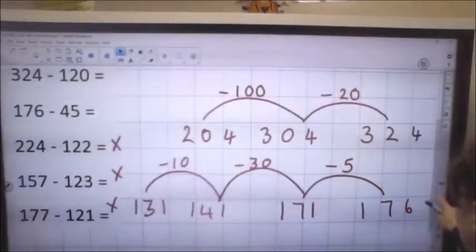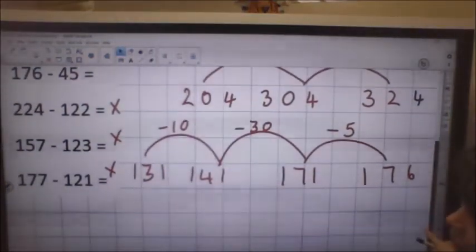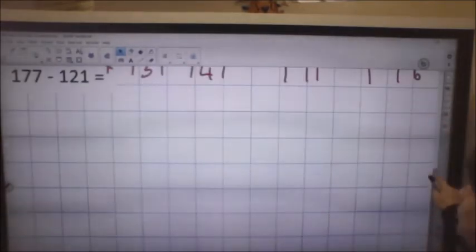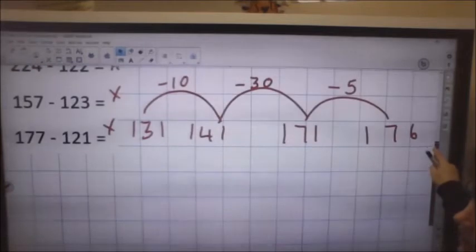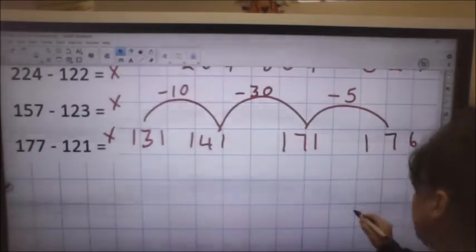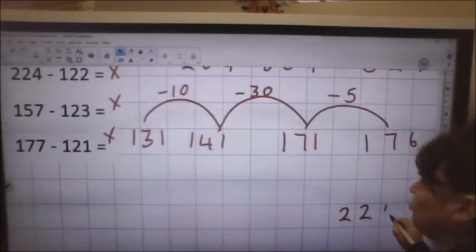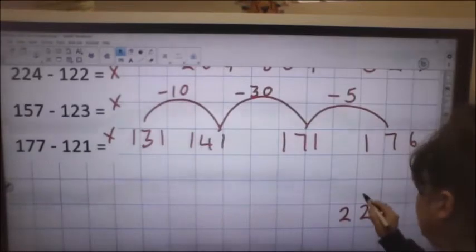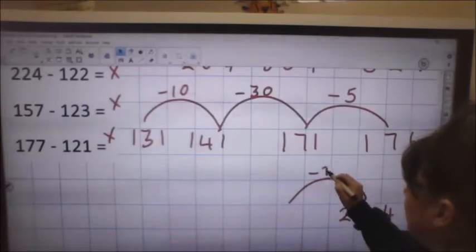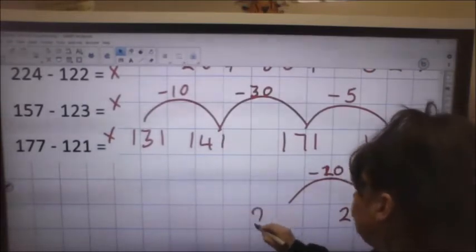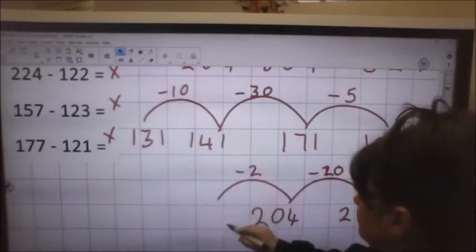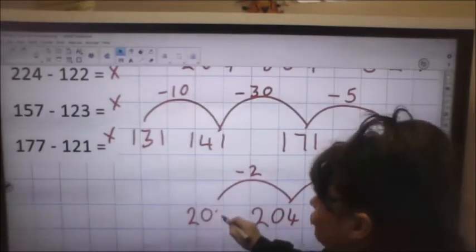Okay, year 6, how did you do? Let's have a look then. So I'm going to extend my page. I want to bring it down a little bit so I can still see the numbers I'm dealing with. Okay, so I'm starting here. I've got 224 and I want to take away 122. So I'm going to take away the 20 to start off with. So take away 20. So I've got 204. Now I'm going to take away the 2. So I end up with 202.